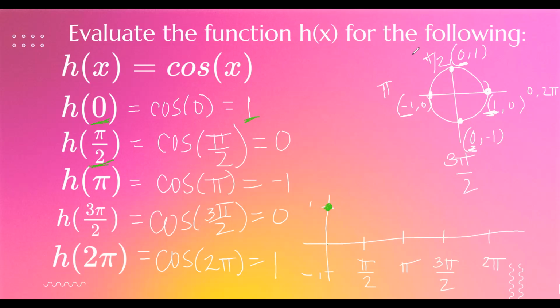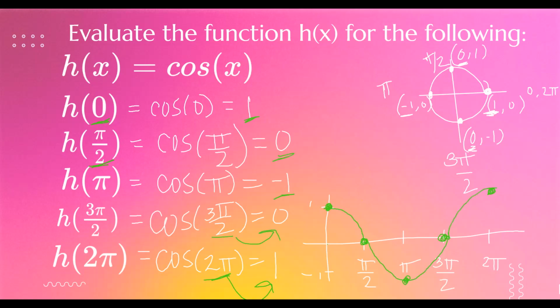When our input is pi over 2, so right here at pi over 2, the height is the output, which is 0. So our height's at 0. At pi, when x is pi, our output is at -1. At 3 pi over 2, our output is at 0. And at 2 pi, our output is back at 1. And we can see from these dots that, yeah, this is exactly how we graphed cosine.